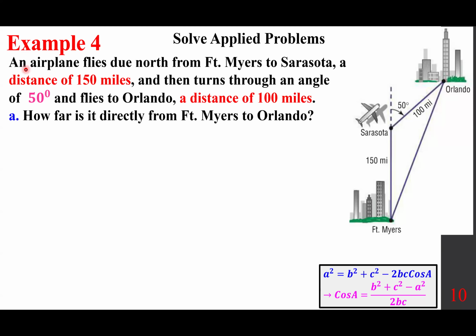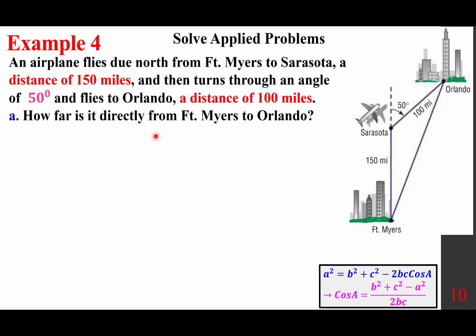Example 4, an airplane flies due north from Fort Myers to Sarasota. So we want to go to Sarasota. So from here to here, a distance of 150 miles. And then turns through an angle of 50 degrees. So we are going this way through an angle of 50 degrees. We go this way for 100 miles and flies to Orlando, a distance of 100 miles.